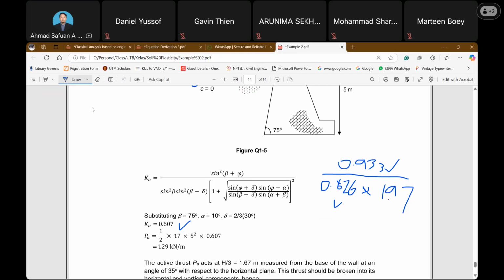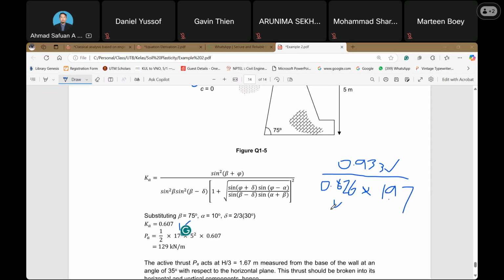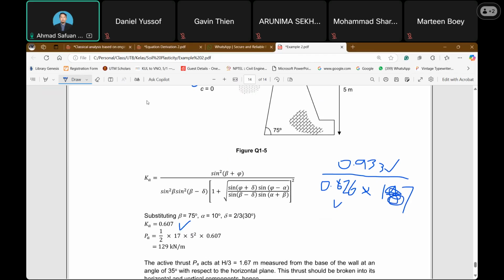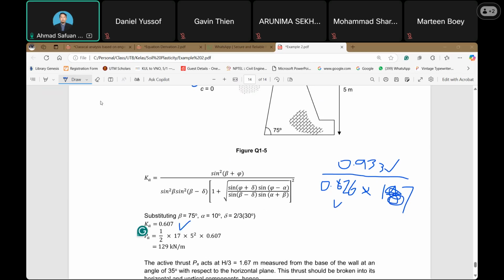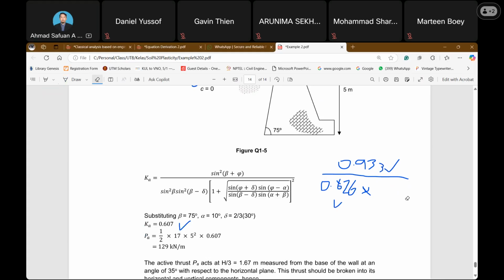Oh, sorry. Dapat. Okay, so I made a mistake on this part. Then 0.607, 0.607. I'm not sure why I did not get 0.607. So the first one is correct, the second too, but the third is wrong. Try again for the last one.